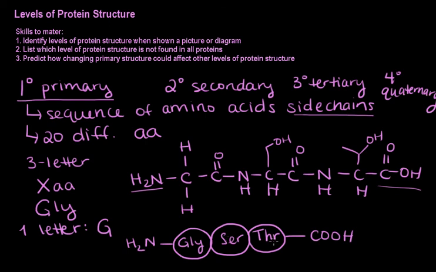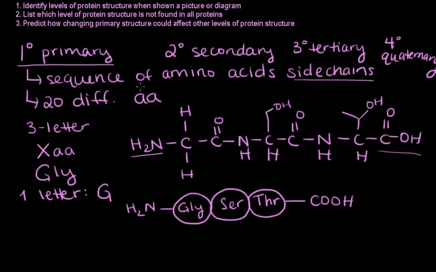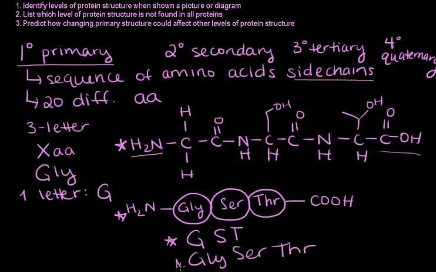It could be shown to you as circles with 3 letters or 1 letter in them, or it could be abbreviated as GST. I could show you any of these, and that's primary structure. Or I could spell it out like this: GLY, SER, THR. Still primary structure. This is just telling us what order the side chains come in.